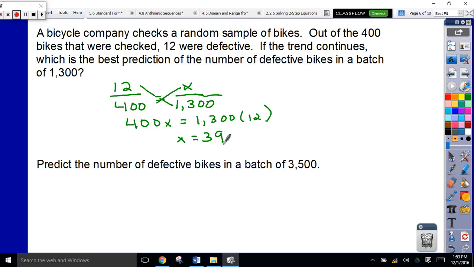0.03. So the chance that a bike is going to be defective is 0.03. Is that likely or unlikely? Unlikely. It's unlikely. That's really small. That's a lot less than 1.